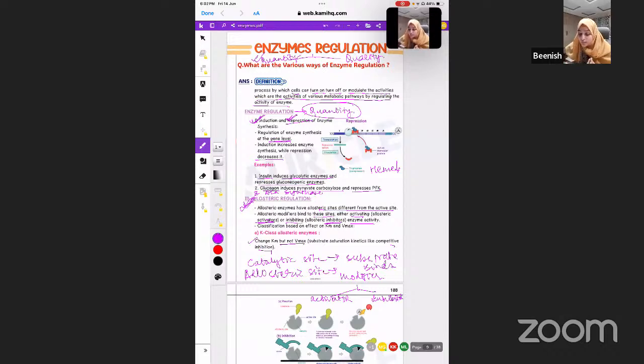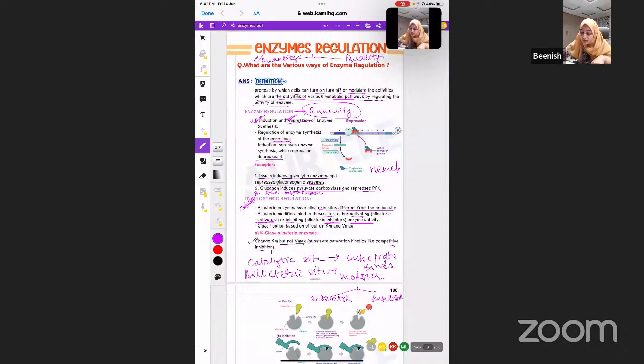Okay. So in induction, what is happening? You are using an inducer which is going to increase or enhance the regulation of the structural genes that are going to synthesize that particular enzyme. So you're going to increase the amount of that enzyme synthesized. And in repression, what is happening? You're going to decrease the amount of that enzyme synthesized.